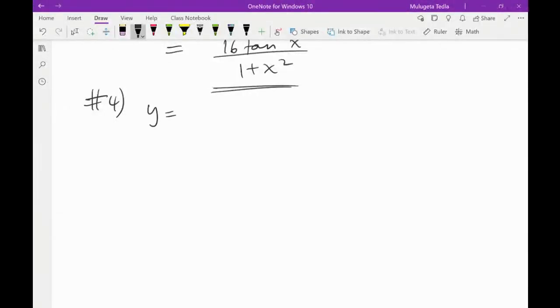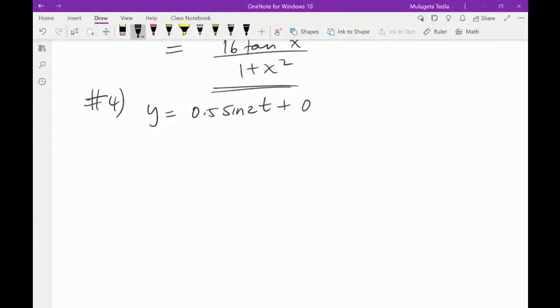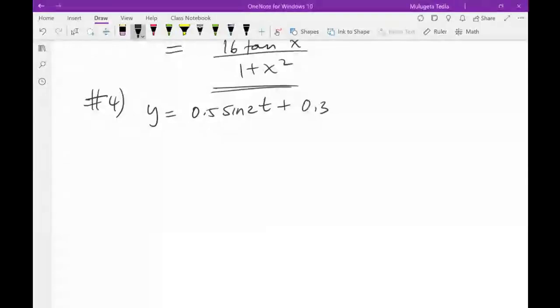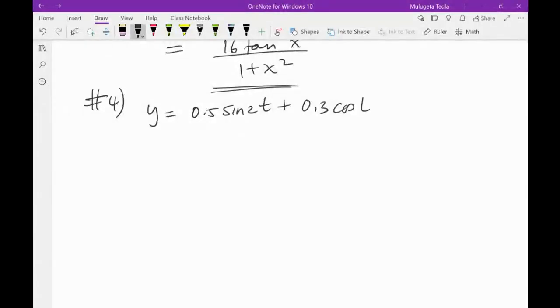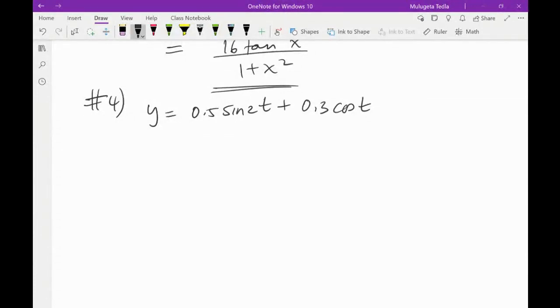So y equal to 0.5 sine 2t plus 0.3 cos of t. We did this in class, and we have 4 homework questions. They are worthy questions. I will write it and then I will make a comment.